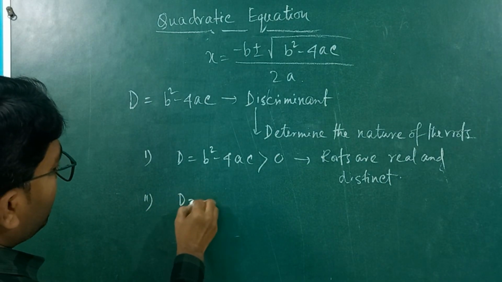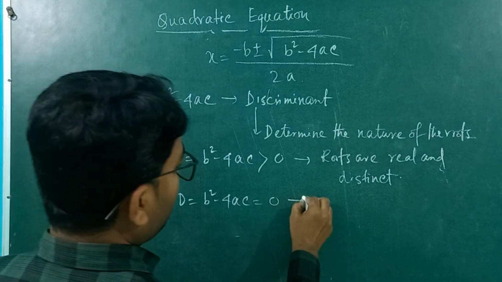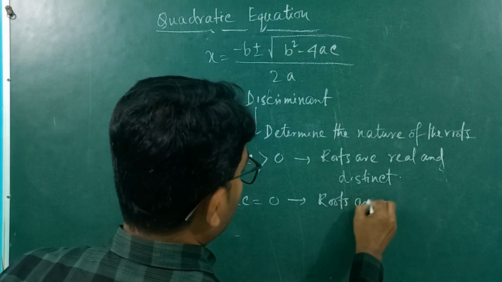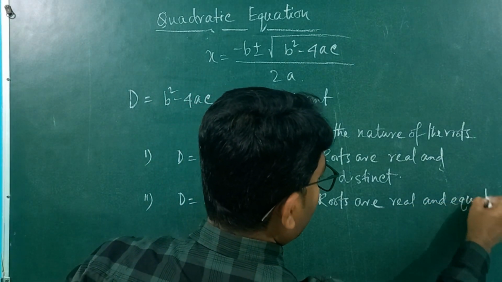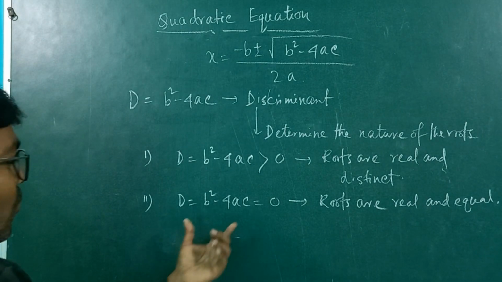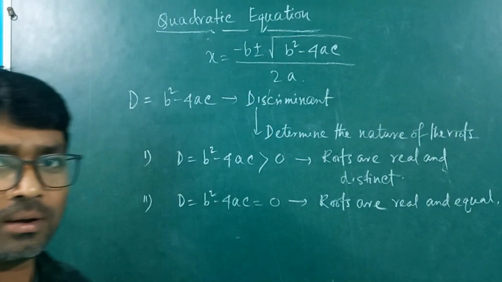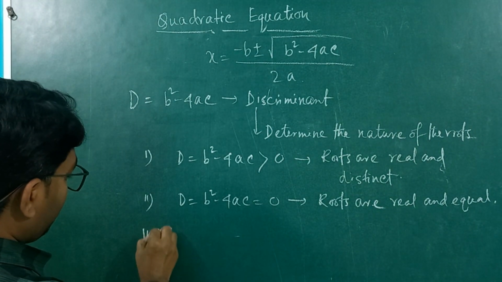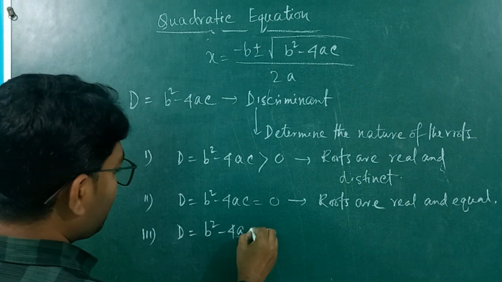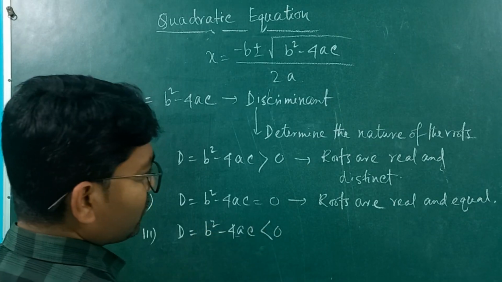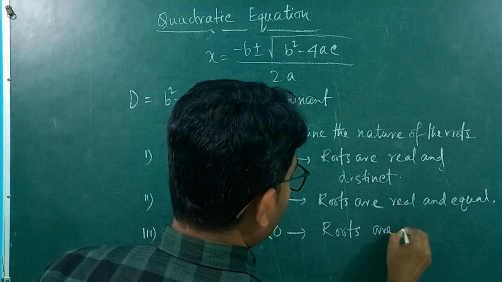Now, if D equal to b square minus 4ac equal to 0, then roots are real and equal. When the discriminant is 0, roots become real and equal. And third case, D equal to b square minus 4ac less than 0, then roots are imaginary.